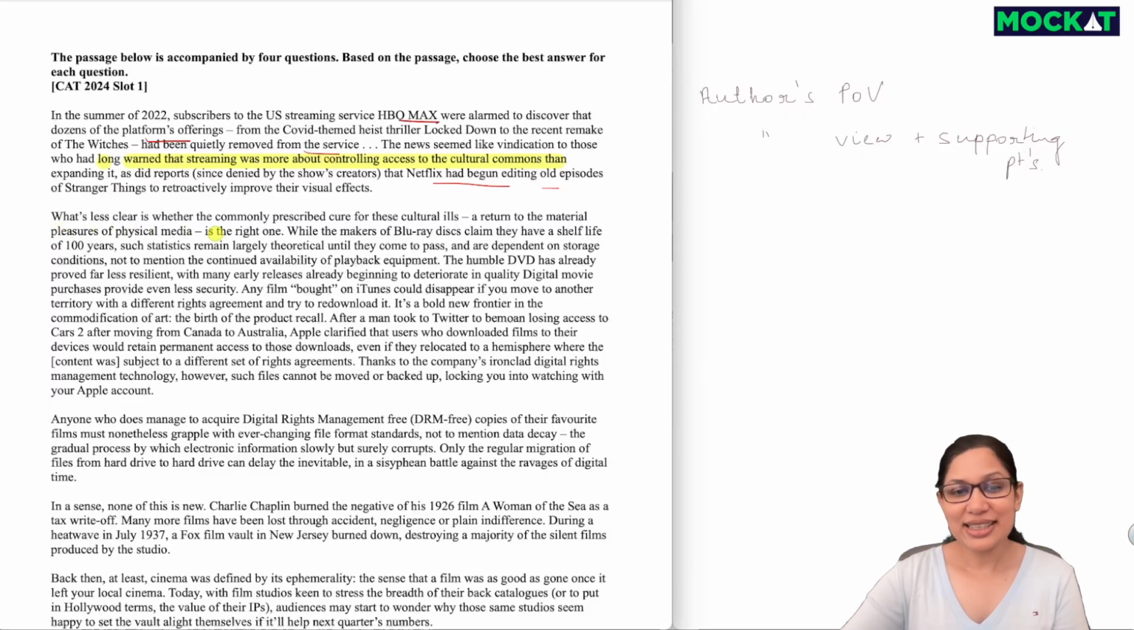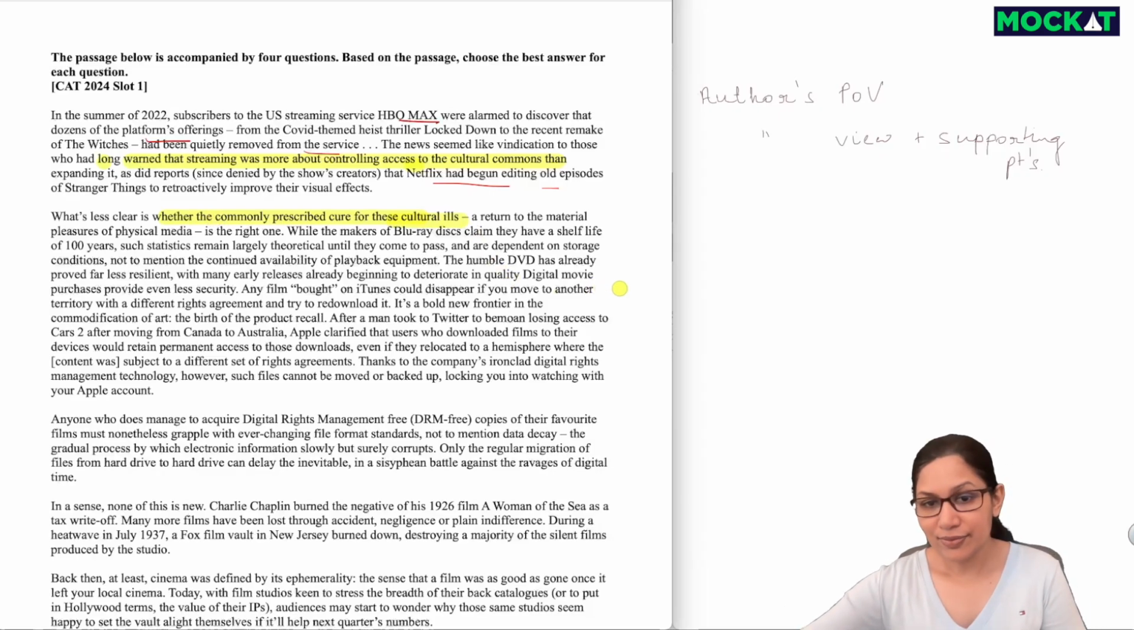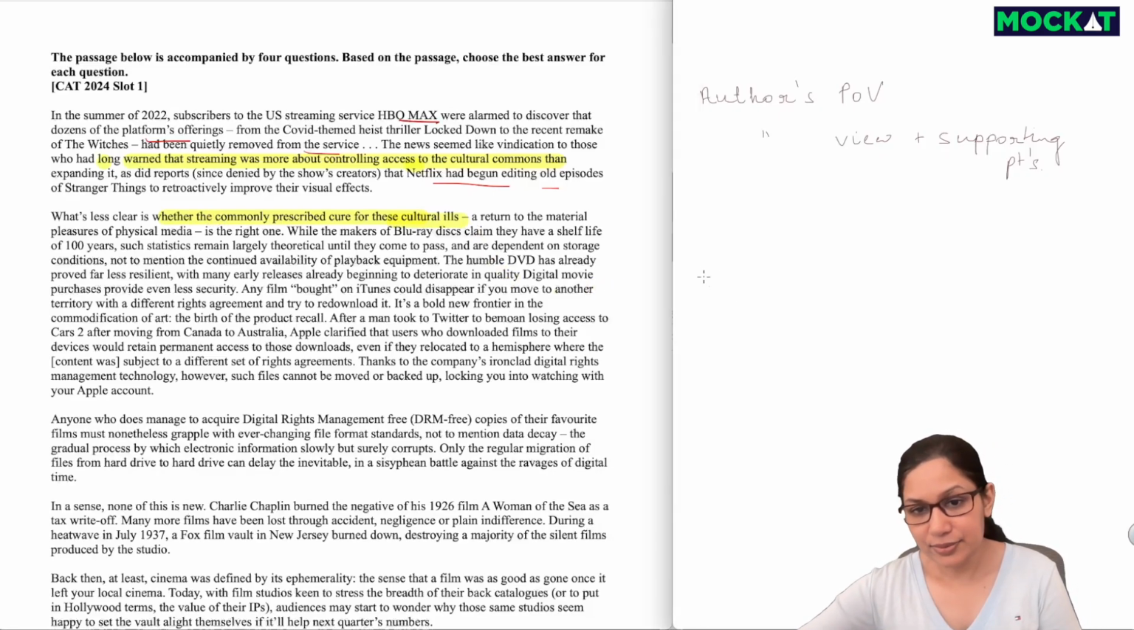And the second paragraph makes that clear. If you see, the author is referring to this as cultural ills. So that means that the author is at least agreeing that them controlling, removing, editing, whatever, is a negative. And then on top of it, the author doubles down and says that a lot of people feel you can have physical media as a cure or as a fix, but that need not be the right one. What's less clear is whether this fix is the right one, which means we are not sure if this solution is the right one. So now I will start writing.